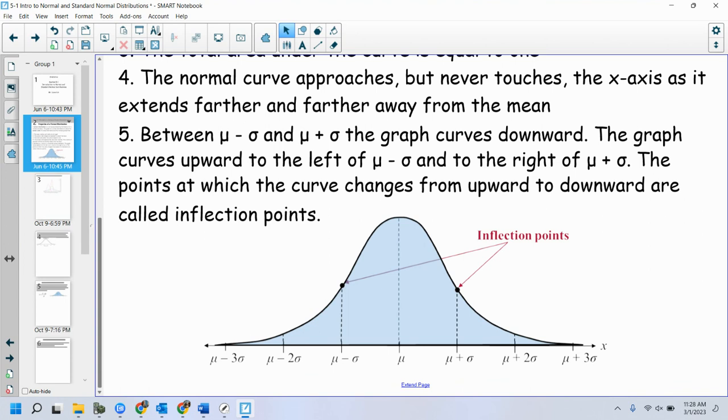And there's a lot of interesting connections to calculus with this. Because if you find the second derivative of the normal curve, these would be where it equals 0, right? Where would the first derivative of the normal curve equal 0?